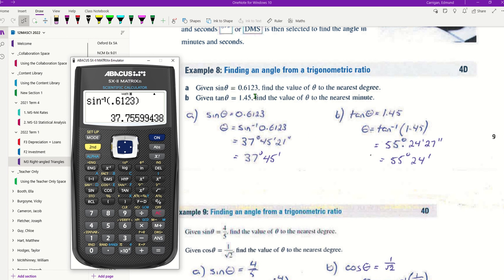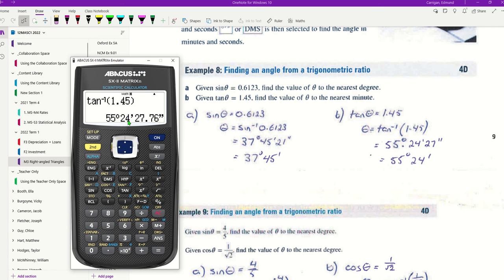Given tan theta equals 1.45, find the value of theta to the nearest minute this time. So let's cancel it all and go with tan theta equals 1.45, so theta equals tan minus 1. Second function, tan minus 1, 1.45, close our brackets, equals 55.4. We need that in degrees, minutes and seconds. So on this calculator, we just push the DMS, and it goes backwards and forwards between them. 55 degrees, 24 minutes.